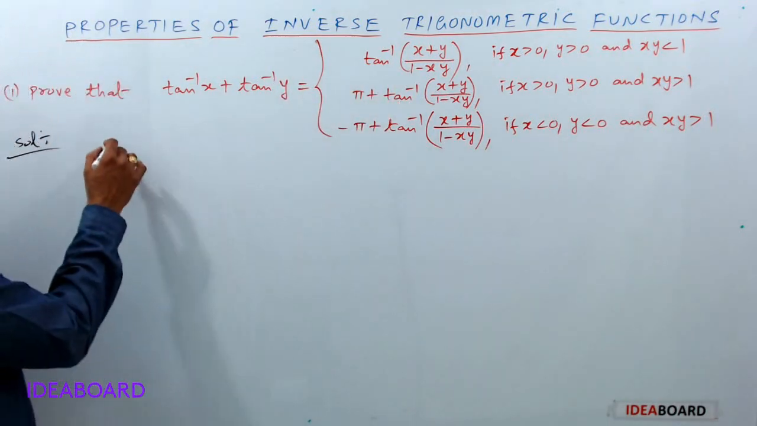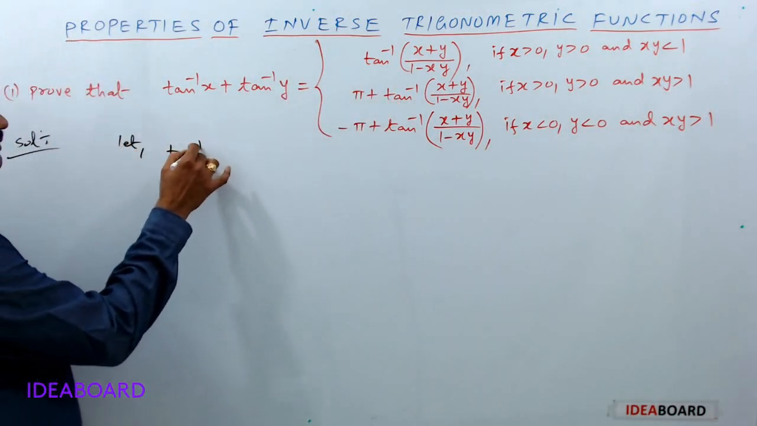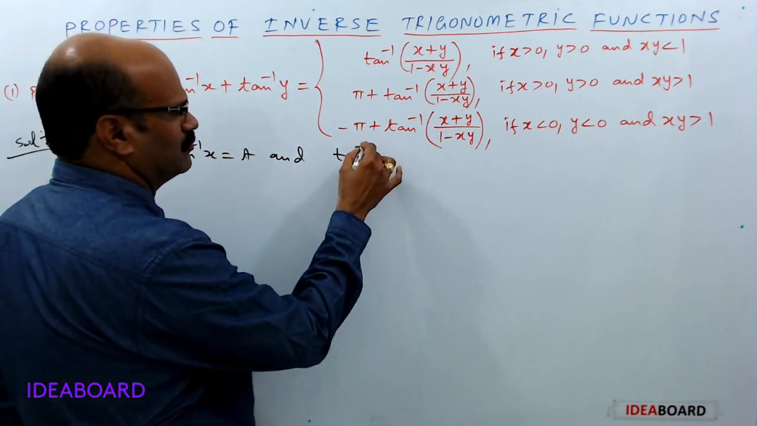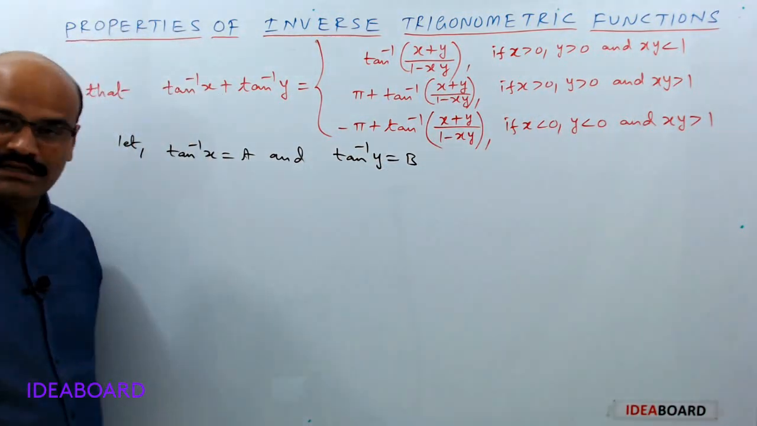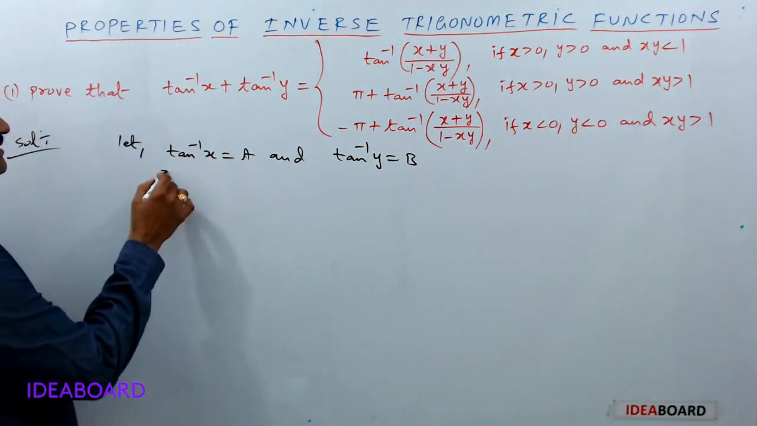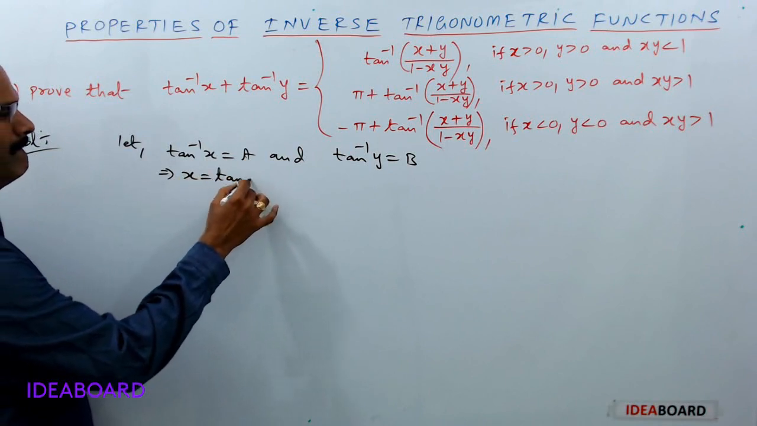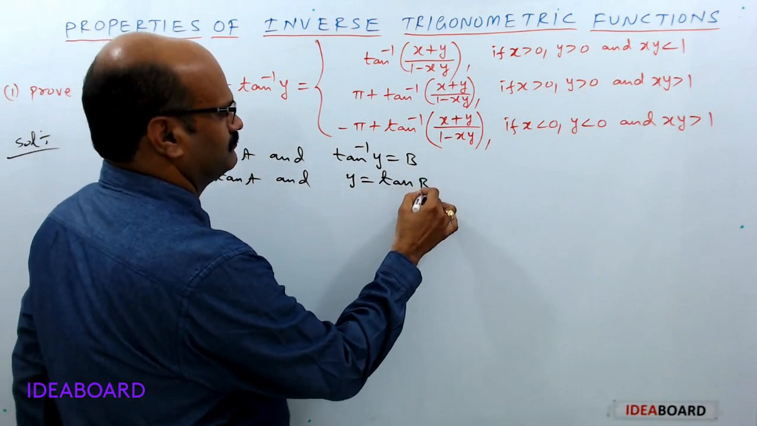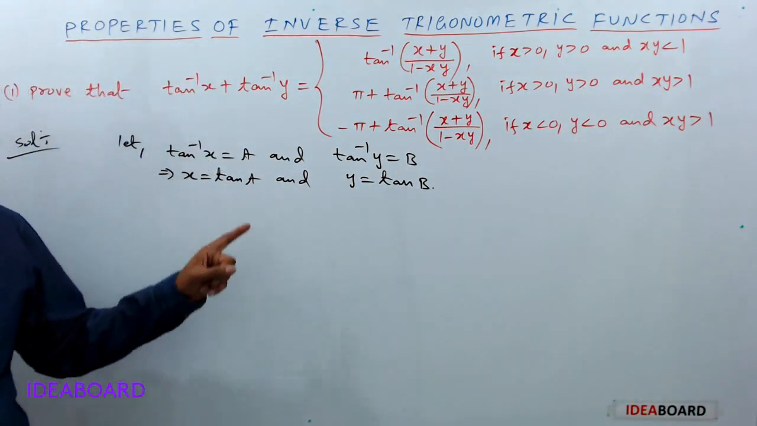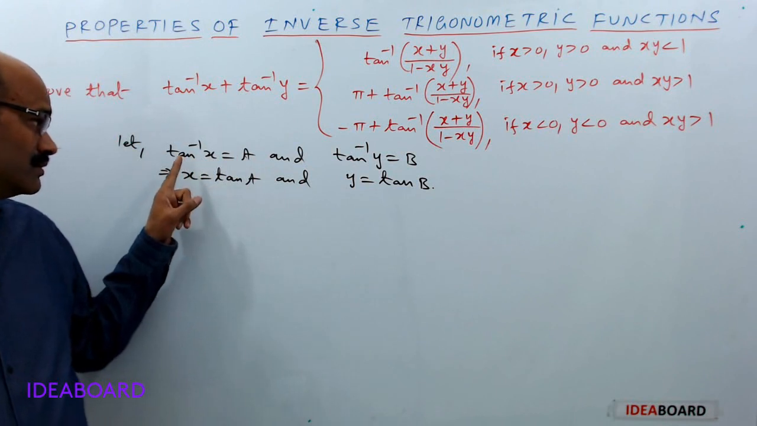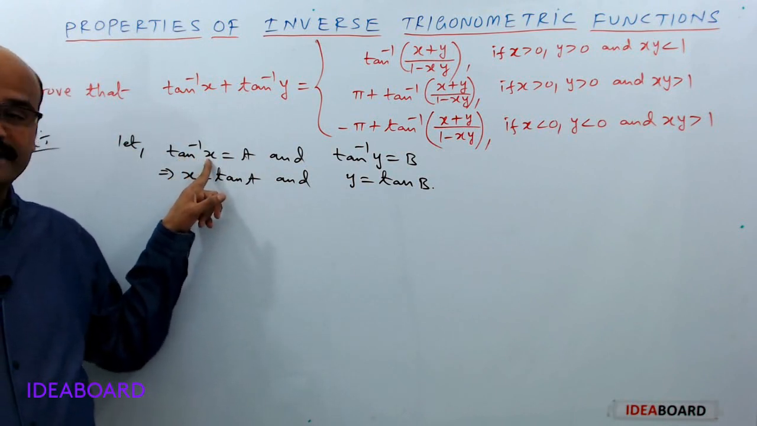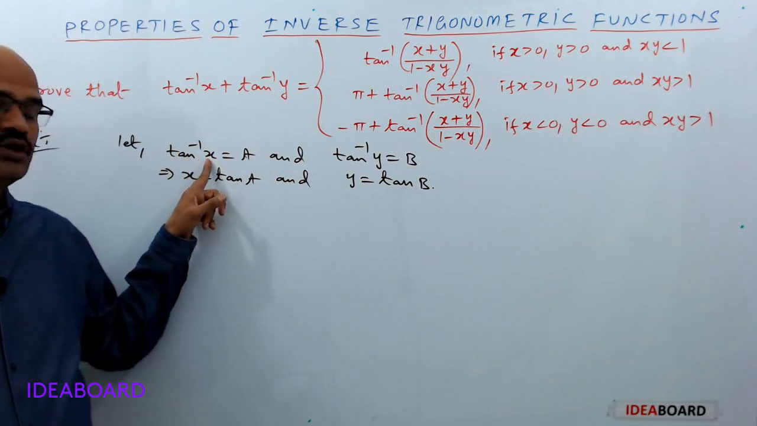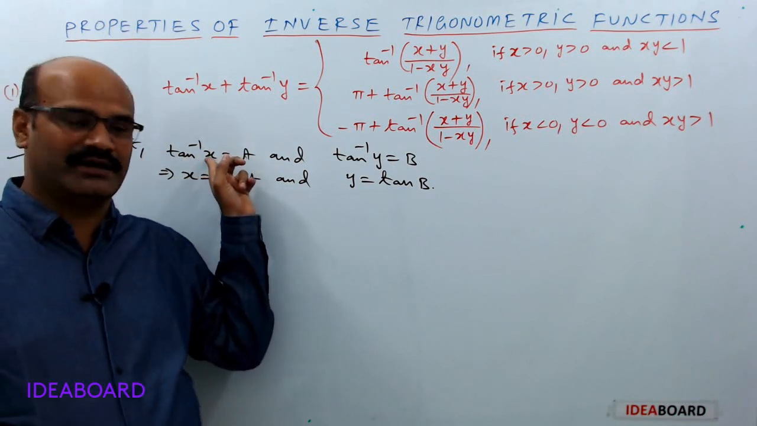Let tan inverse of x equal A and tan inverse of y equal B. Then we have x equal to tan A and y equal to tan B. Here, the domain of tan inverse x is R and the range is the open interval minus pi by 2 to plus pi by 2.